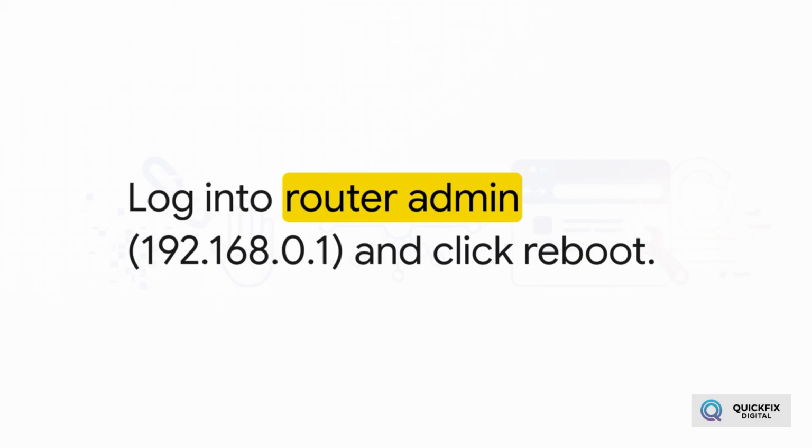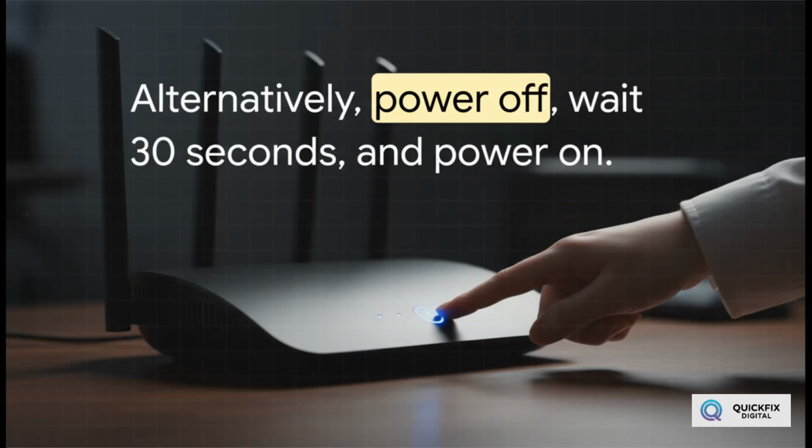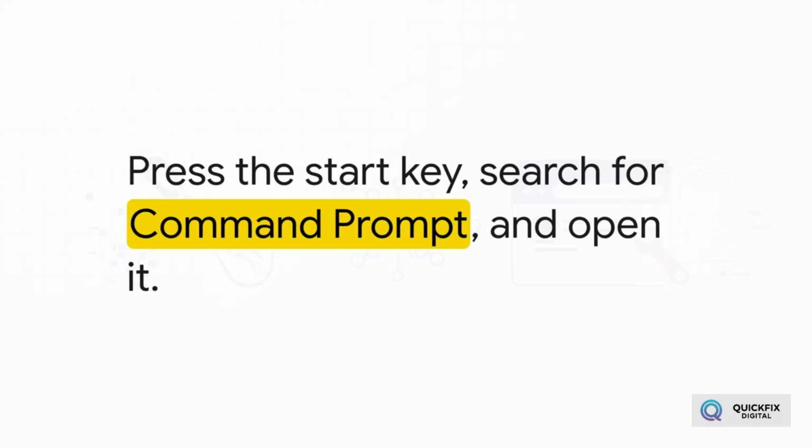Moving to step 2, log into your router's admin page at 192.168.0.1, then click Reboot. If you can't log in, just power it off, wait 30 seconds, and turn it back on. Step 3 fixes a corrupted DNS.